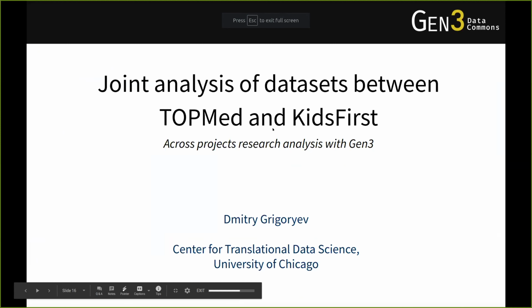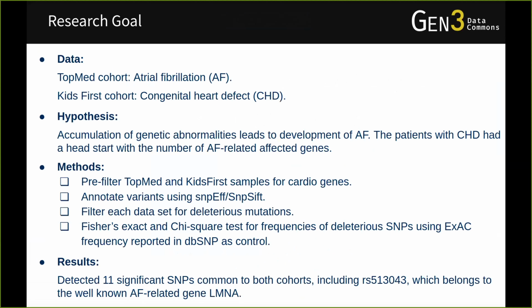So this will be just a quick overview of how you can test hypotheses if you have some ideas. What we have here are two commons, TopMed and Kids First, and one of them is by Data Catalyst now. We take adult data with atrial fibrillation, or AF, and from kids, we take congenital heart defects, CHD.